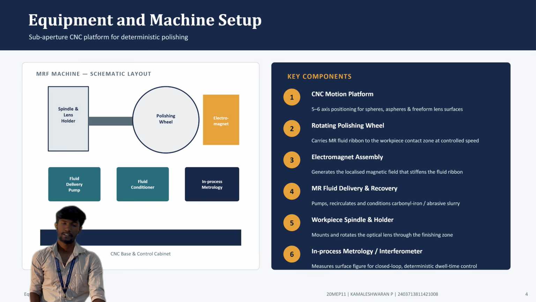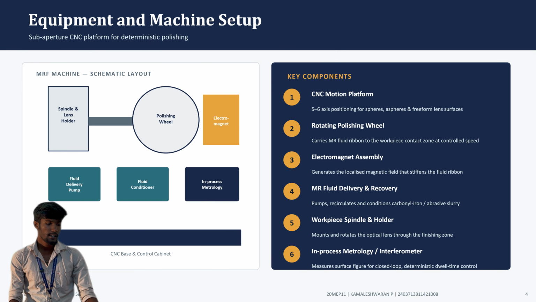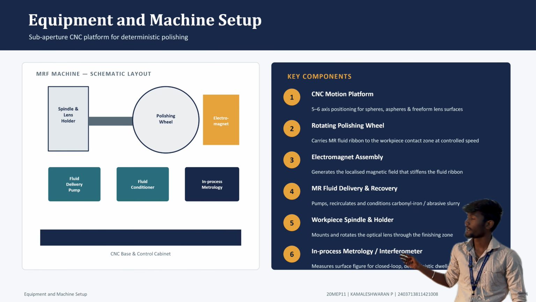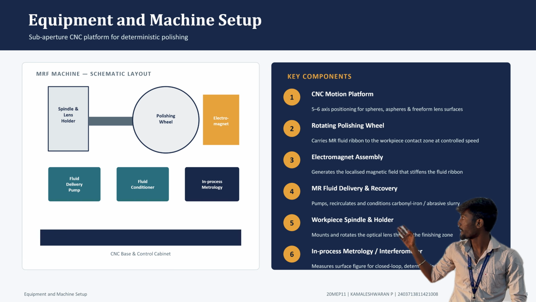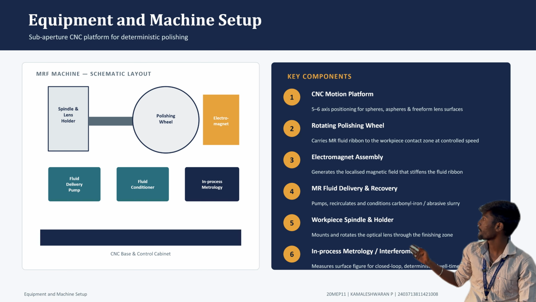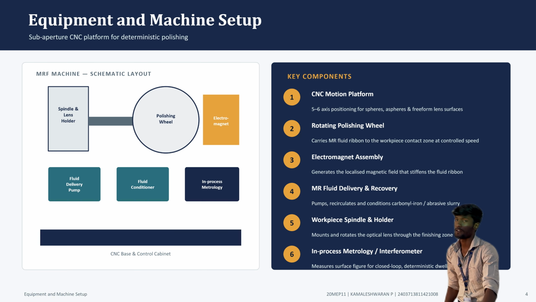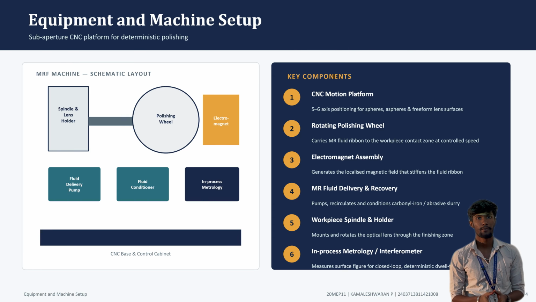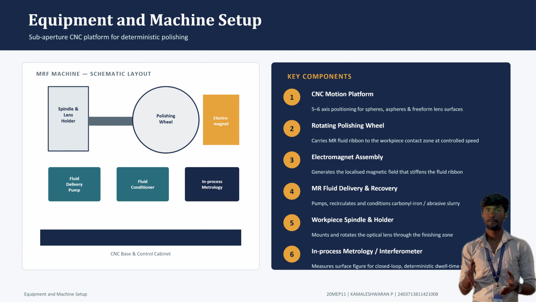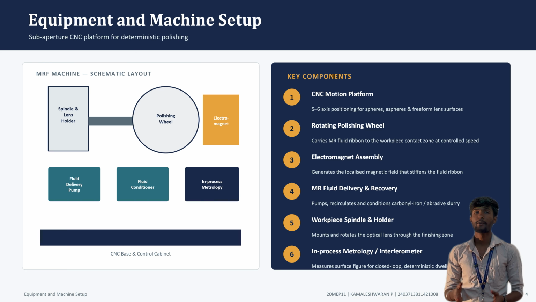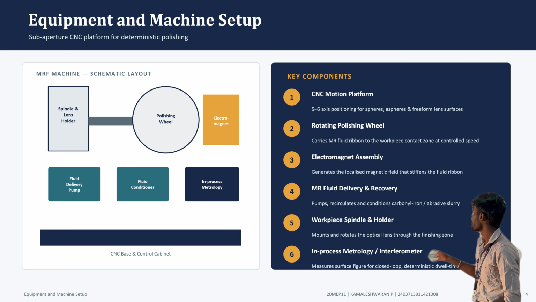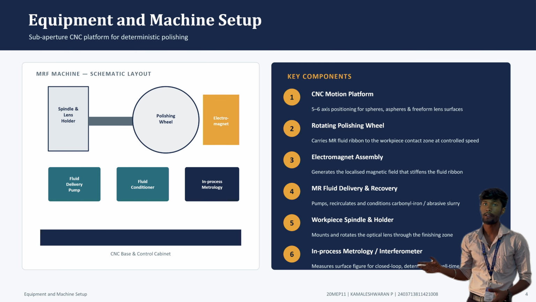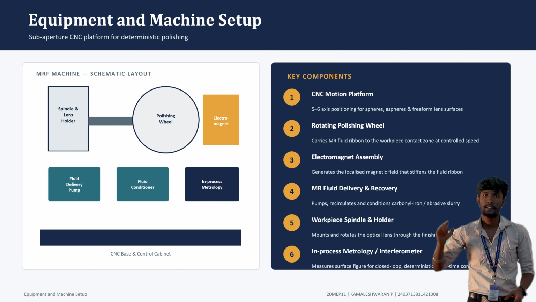The equipment and machine setup required for this MRF process are the spindle, a lens holder, a polishing wheel, an electromagnetic field, a fluid delivery pump, a fluid condenser, and a metrology process, where all the abrasive materials are mixed with the fluid. When the electromagnetic field is applied, the abrasive materials become stiff, which helps in the removal of the material in the polishing wheel. Using the polishing wheel, the material is removed from the lenses.